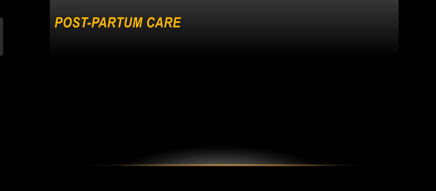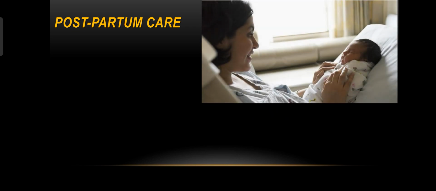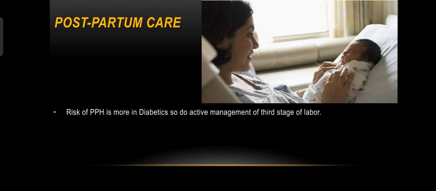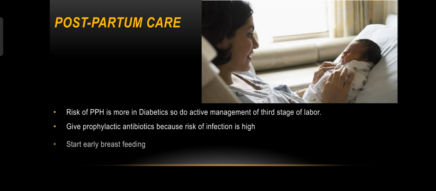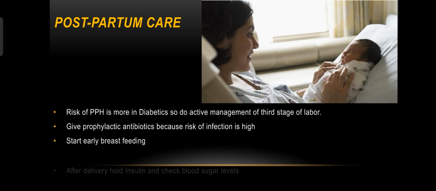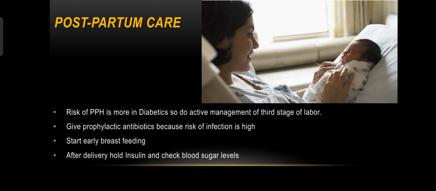After the delivery, what should be the postpartum care in the GDM patient? Risk of postpartum hemorrhage is more in diabetics, so do active management of the third stage of labor. Give prophylactic antibiotics because the risk of infection is high. Start early breastfeeding. After delivery, hold insulin and check blood sugar levels.